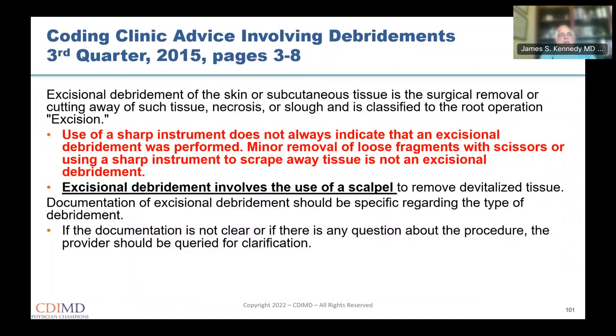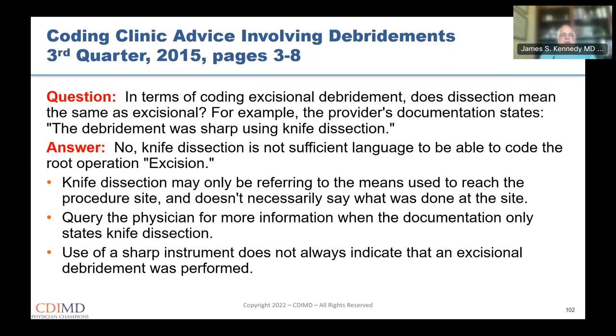And remember that Coding Clinic that we just described? It is the Coding Clinic that tells us that sharp debridement does not equal excisional debridement, and that excisional debridement must involve the use of a scalpel. So this is the documentation that has to be in the record in order to get the higher weighted DRG, which you will be responsible for. This is just a number of different advices that, again, the term sharp debridement is not allowed.